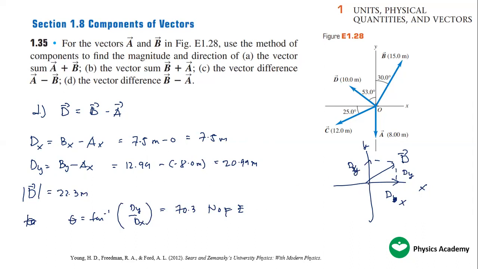Comparing to our answer for the previous one, this is in the completely opposite direction. So it states that b minus a is just equal to the negative of a minus b. So this is a property of addition of vectors. So we confirm this using components of vectors.